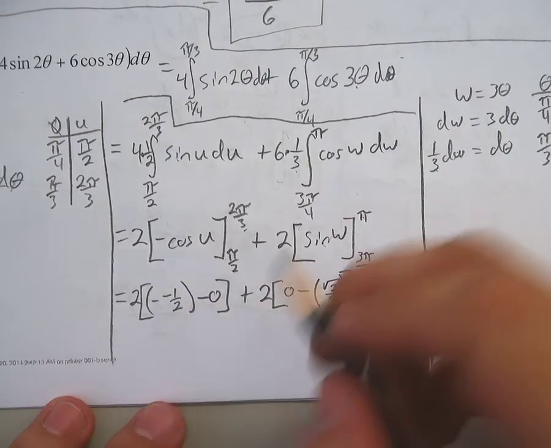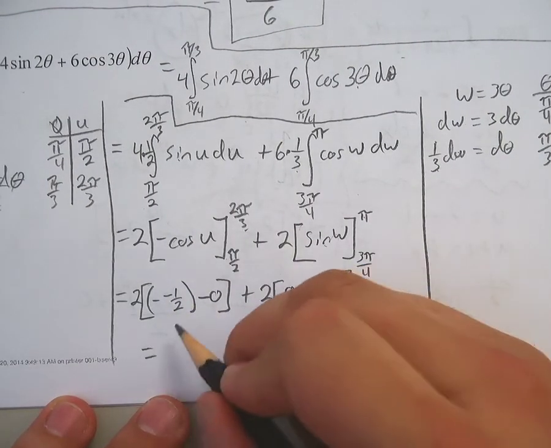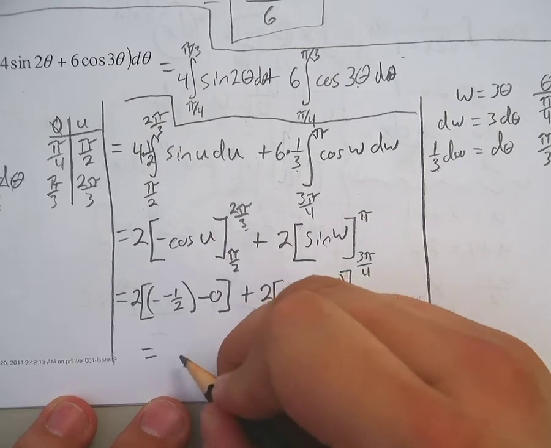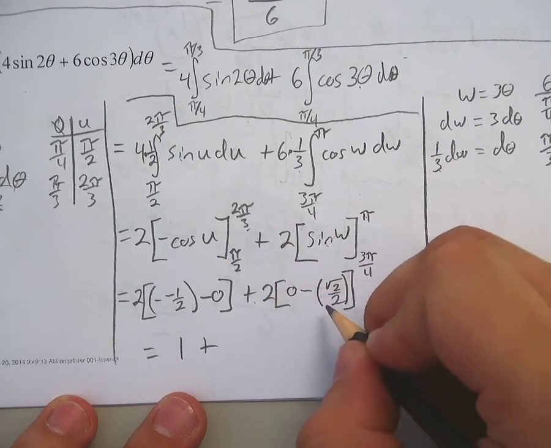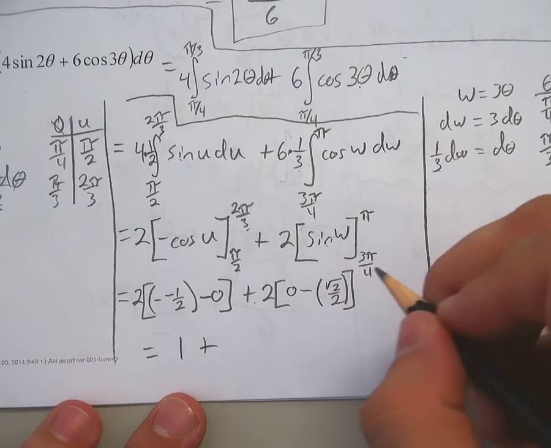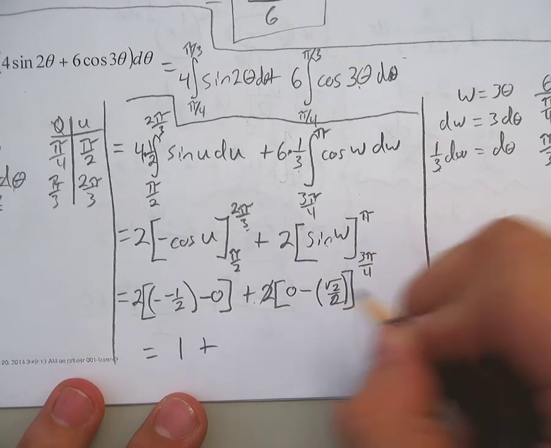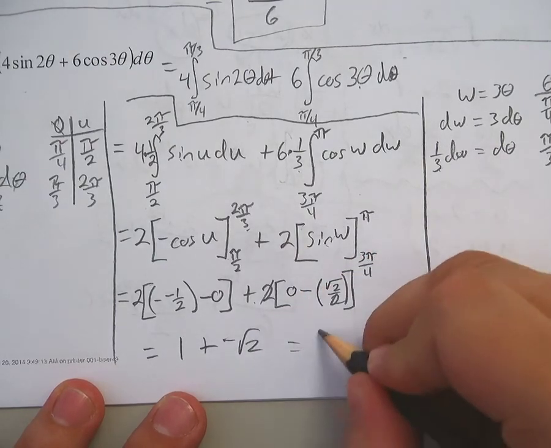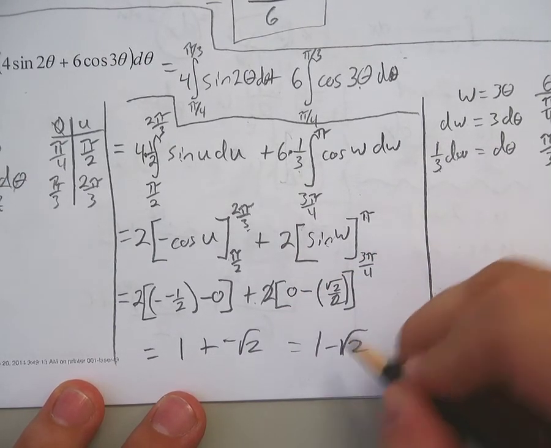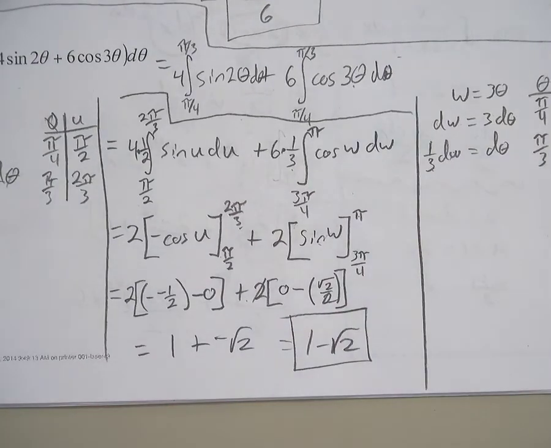So this is a positive 1/2, so this is going to be 2 times 1/2, which is 1, plus 2 times the negative square root of 2 over 2. The 2's will cancel, so this is a negative square root of 2. 1 minus the square root of 2. Holy moly. Whoa, that's pretty crazy.